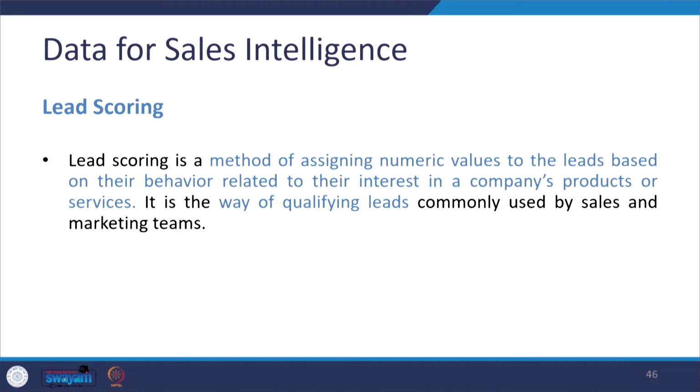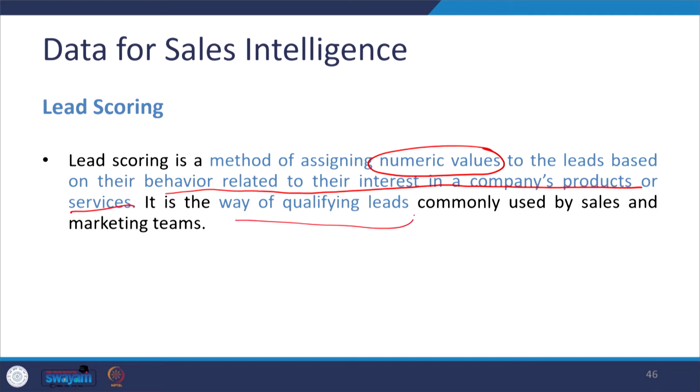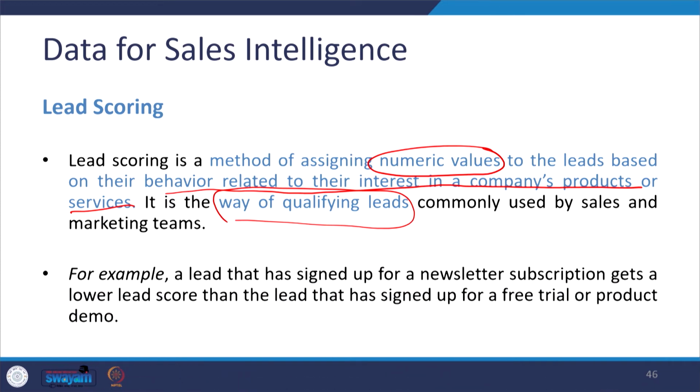Now coming to the third important concept, which is lead scoring. Lead scoring is a method of assigning numeric values. So you assign a numeric value to particular leads based on their behavior related to their interest in a company's products or services, right? So it is a way of qualifying leads. It is commonly used by sales and marketing teams.